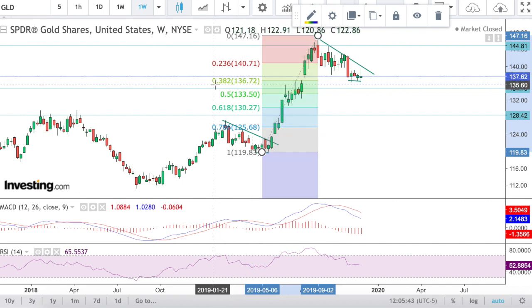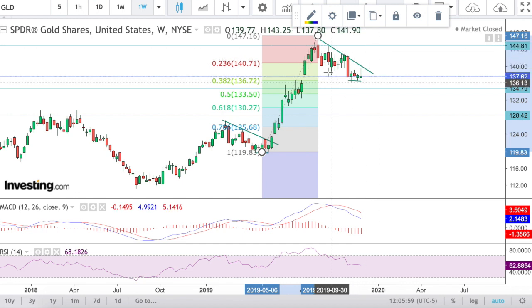So this will act as support. This level will act as support, and we are right now right on this level. So this can definitely be a plausible place to reverse and start picking up speed again, as I said.